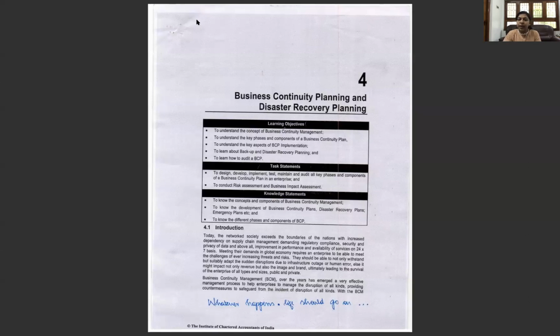Business continuity planning and disaster recovery planning. Why do we need continuity planning? Because whatever happens, life has to go on. And this applies for business as well. They must be able to provide the services on a 24/7 basis without any disruptions.